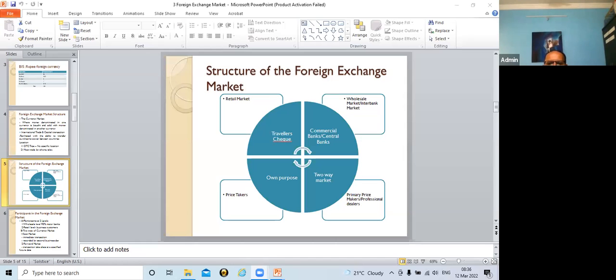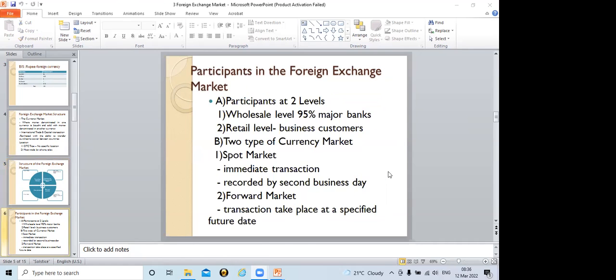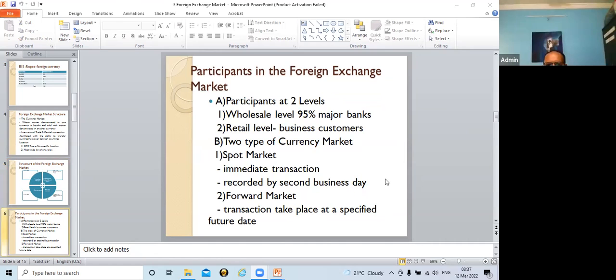Was there any interruption? Is net connectivity stable or unstable? Hello? Can you hear me? Unstable. Yes, there are some issues with net connectivity. Anyway, can you see the PPT? Is it visible?